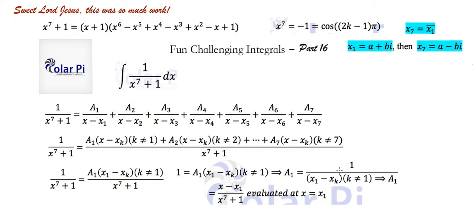Anyway, here I'm saying the expression for a1 can be rewritten as this quotient evaluated for x equals x1. Because x to the 7 plus 1 factors as x minus x1 times x minus x2 times all the way through x minus x7. So if you plug in x equals x1, then the x1 minus x1 in the numerator and in the denominator will cancel, and all you'll have is a 1 in the numerator, and in the denominator you'll have x1 minus x2 times x1 minus x3 all the way to x1 minus x7.